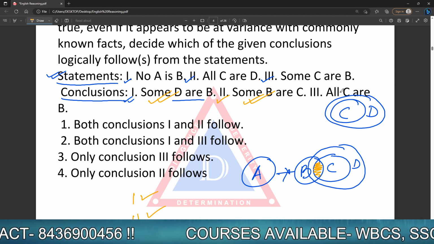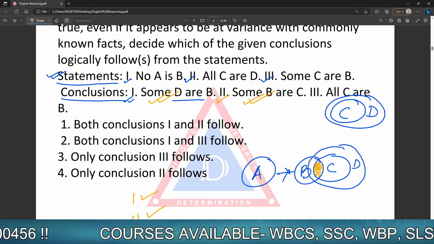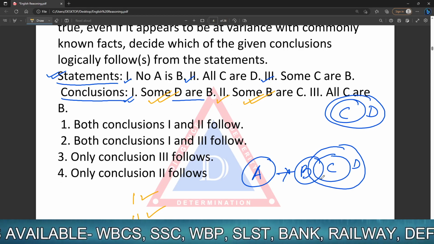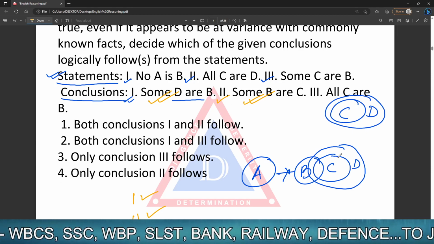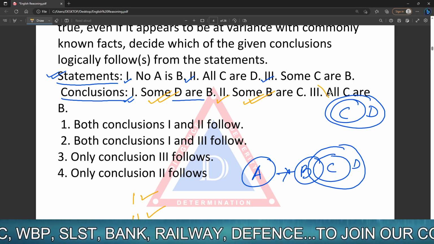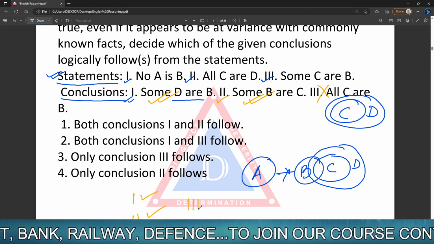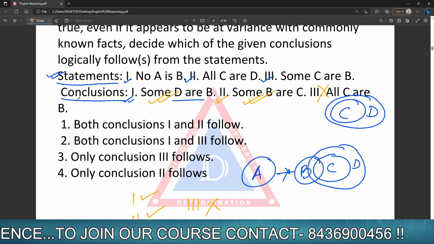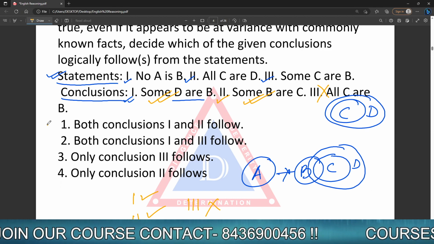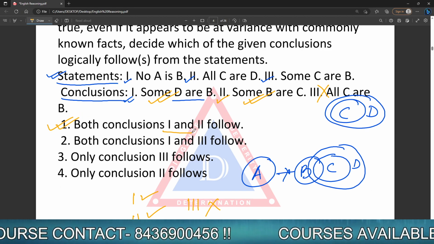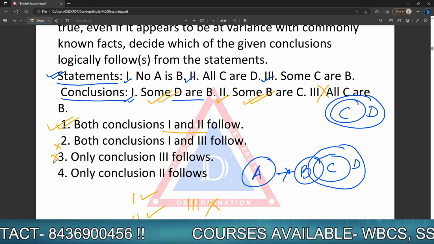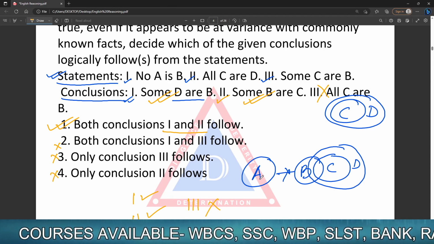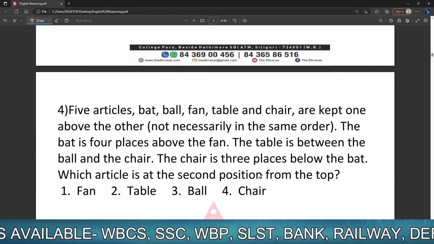So 1 is correct, 2 is also correct. And number 3 says all C are B. We cannot see in the diagram that all C are B. So the third conclusion is wrong. So only 1 and 2 follows. So the answer for this question is only 1 and 2 follows. The rest are wrong. Hope you got it. Okay, chalo. Move on to the next question.